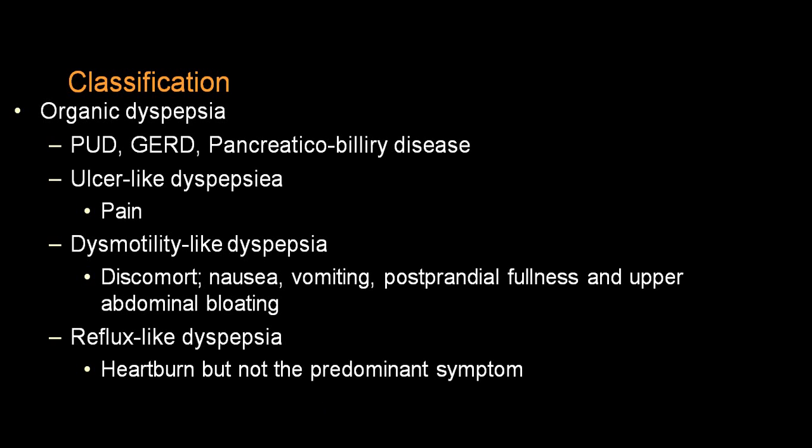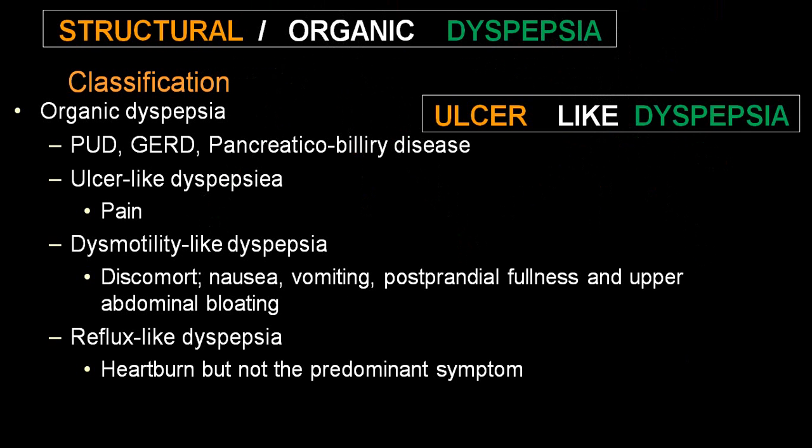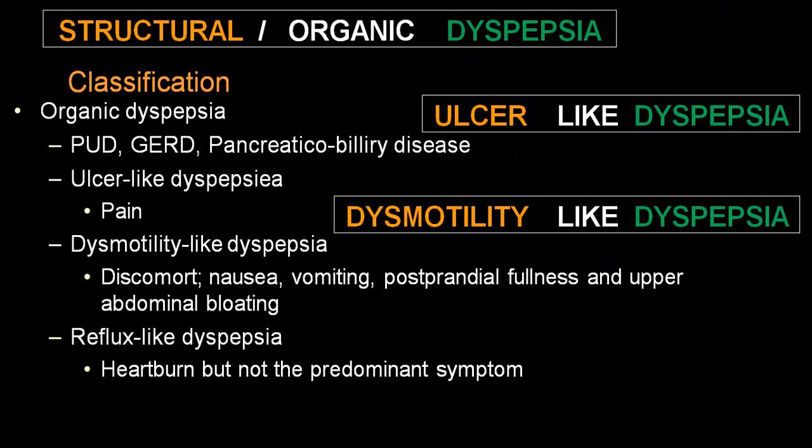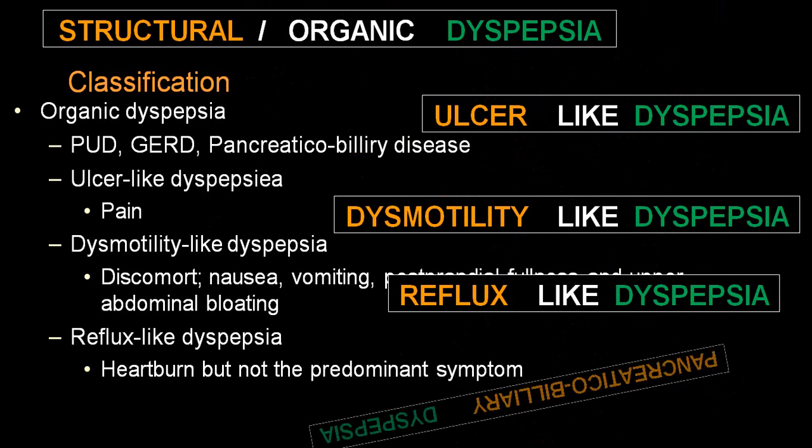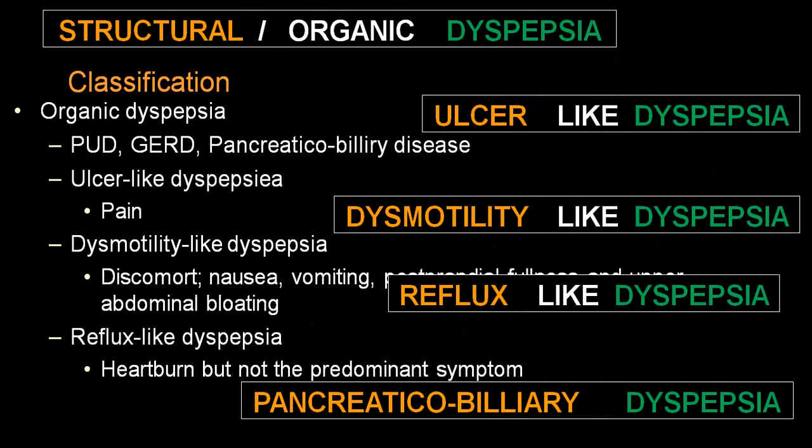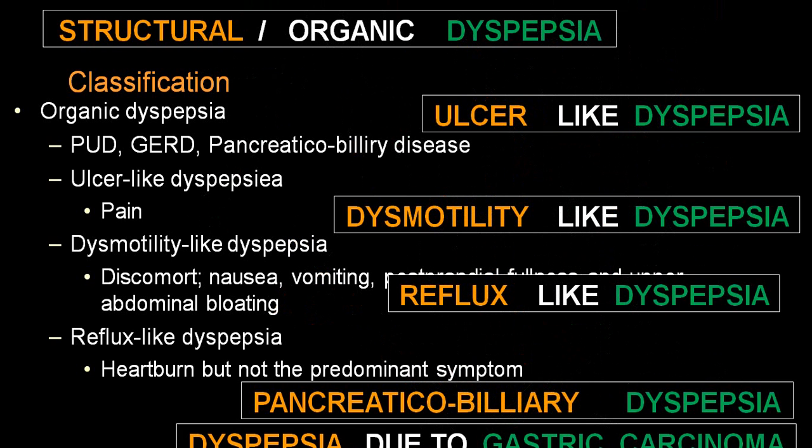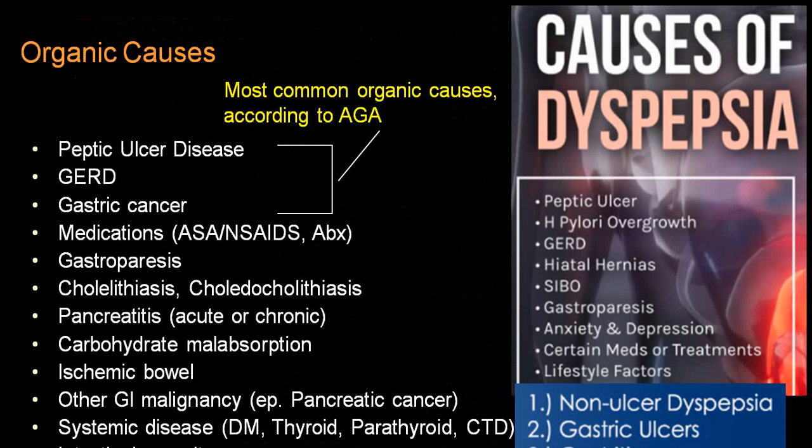We will not be discussing that in this particular lecture. But divided into three groups: ulcer-like, dysmotility-like, and reflux-like. In reflux-like, GERD; ulcer-like, peptic ulcer disease; and dysmotility-like, gastroparesis. Ulcer-like, dysmotility and reflux. And one more separate group we can put as a pancreatobiliary dyspepsia. Dyspepsia due to carcinoma also.